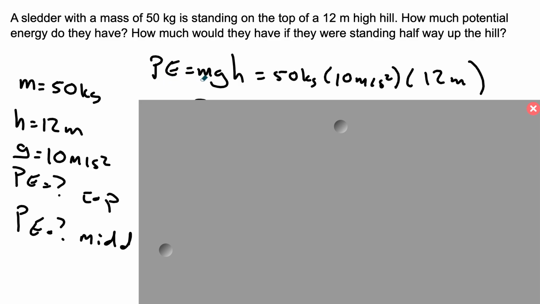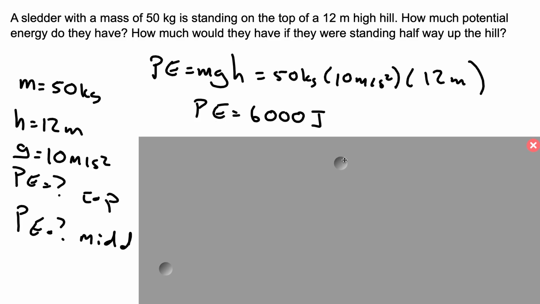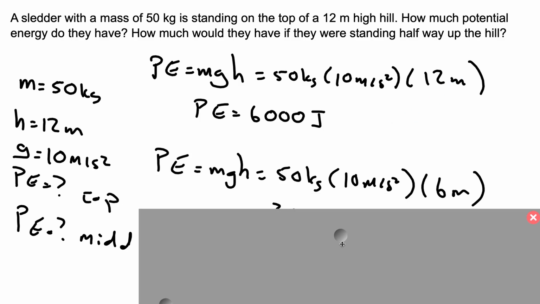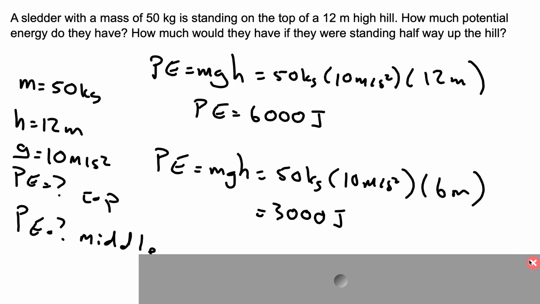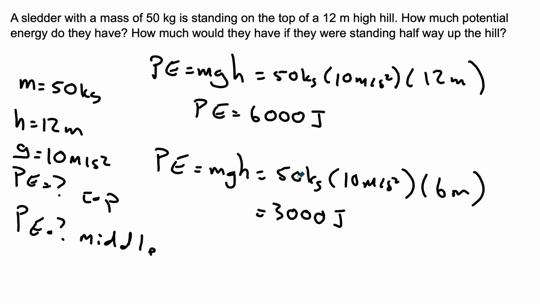So potential energy is equal to mass times gravity times height. In this case, that will be equal to 50 kilograms times the acceleration of gravity, we're rounding that to 10, times the height, which is 12. So 50 times 10, that's 500, times 12, that is 6,000 joules. So at the top, 6,000 joules. In the middle, it would be 3,000 joules, because I would have half of the height, which would be 6. So 50 times 10 is 500, times 6 is 3,000.